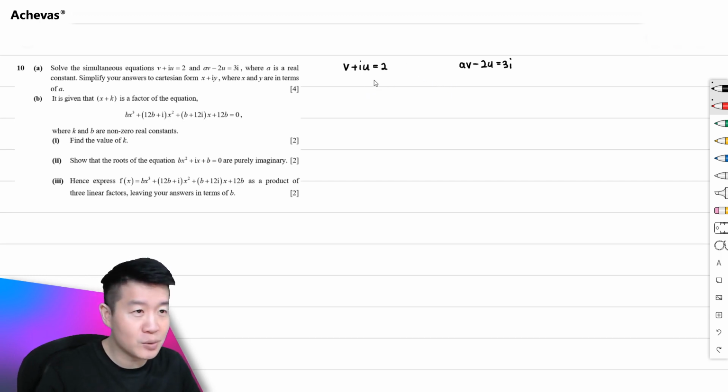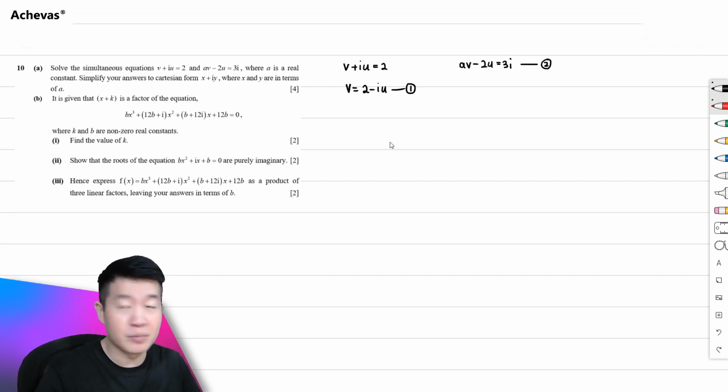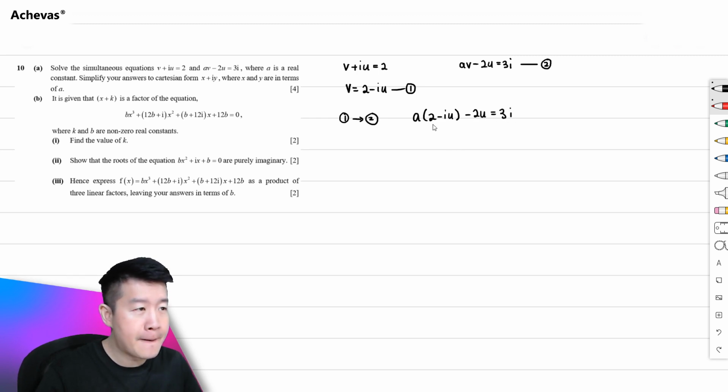So looking at the situation that I have here, I'm going to make V the subject. V is 2 minus iU. This I'll call equation number 1, and this I'm going to call equation number 2. I'm going to substitute equation number 1 into equation number 2. So putting it inside, it will be a times V, which is 2 minus iU, then minus 2U, and this is equal to 3i.